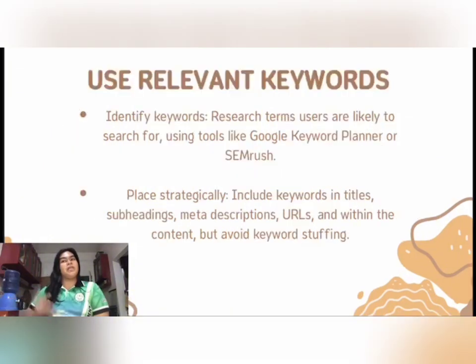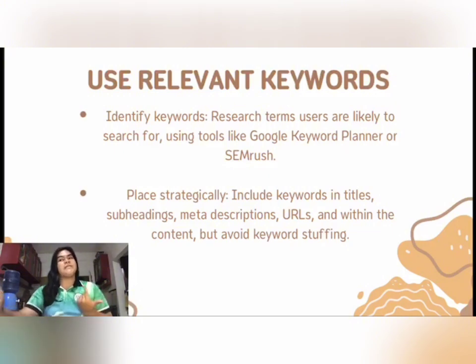First, we have use relevant keywords. Identify keywords. Research terms users are likely to search for using tools like Google Keyword Planner or SEMrush. Next is place strategically. Include keywords in titles, subheadings, meta descriptions, URLs, and within the content, but avoid keyword stuffing.